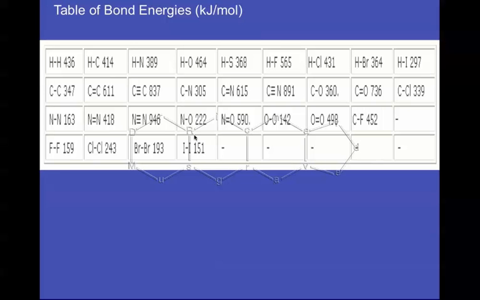It's just a trend I want to point out to you. If you take a look at a CC single bond, you can see that it's 347. You can see the CC double bond is about double that, and that's what we would expect. And a CC triple bond is about triple that. So you can see that the bond energies kind of go in order of the bond order from single to double to triple.